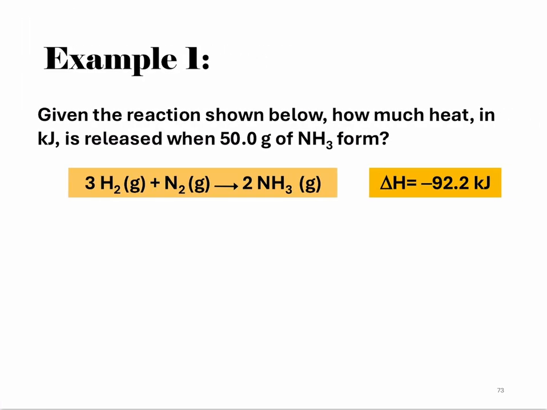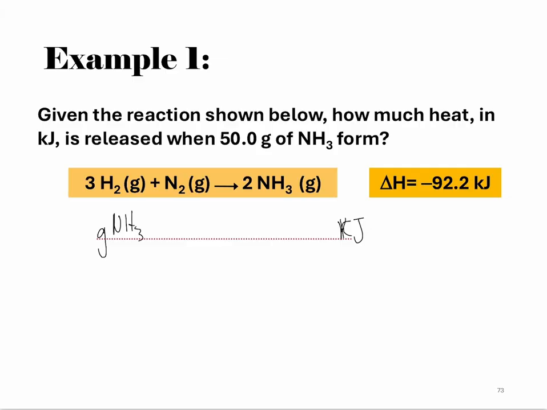So if we're given a reaction like this, the exothermic reaction of the release of energy from making ammonia, how much heat in kilojoules is released when 50 grams of ammonia form? Right, so let's first come up with a path from grams of ammonia to what? What's our final unit going to be here? It'll be kilojoules, right? It'll be units of energy, right? So we're going to go from grams of ammonia to kilojoules for the reaction.